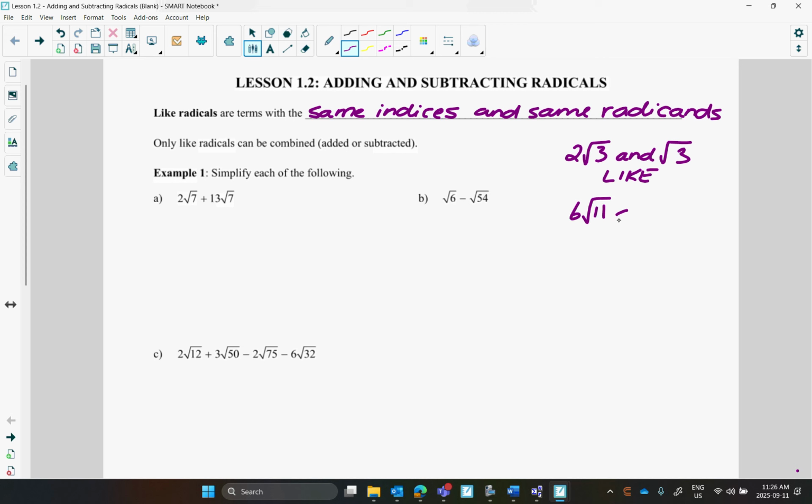Six root 11 and 5 root 8. Both square roots, but they don't have identical numbers underneath, not like. Cube root 7 and square root 7. Not like, because they're not the same indices. This is square, this is cube.